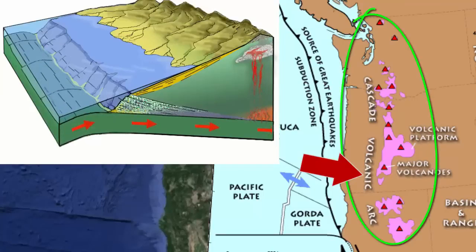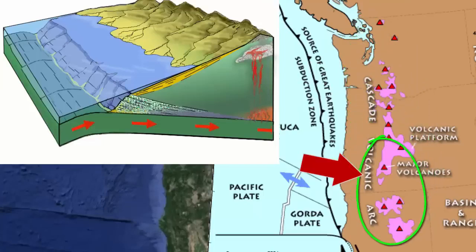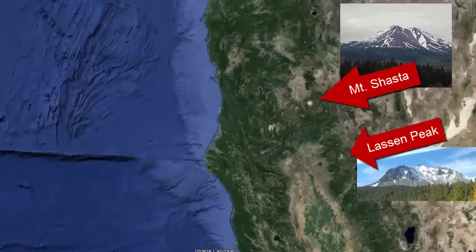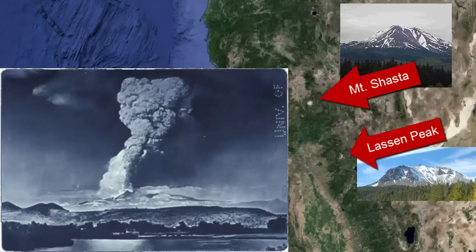This volcanic chain is known as the Cascade Mountains, and in California is expressed with the active volcanoes of Mount Lassen and Mount Shasta. The most recent eruption in that area was the explosive eruption depicted in this image of Mount Lassen on May 22, 1915.